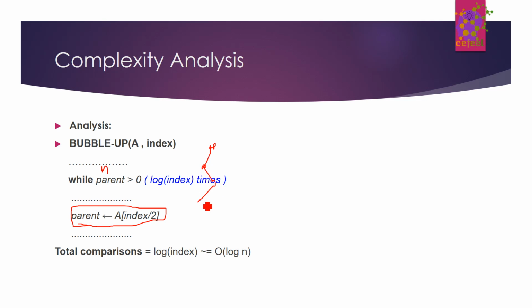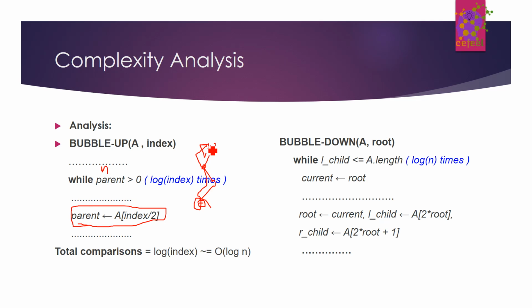So if this was a heap, we'll insert the element here, and then we go back in the tree like this till the parent is greater than 0, which is nothing but log n steps. Similarly, in the bubble down process, we start from the root and go down one step at a time by first finding the left child and then the right child, and then we compare, and then we bubble down the element that we had replaced in the root.